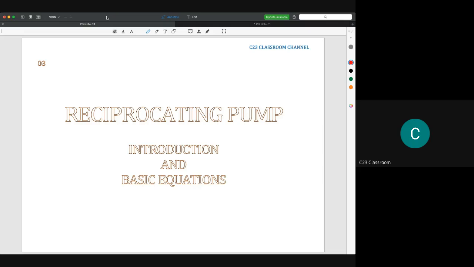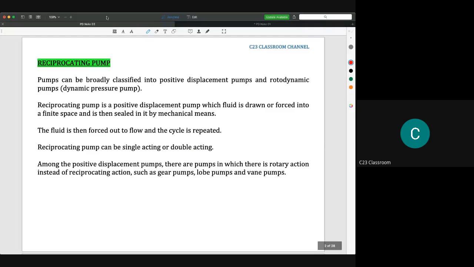Okay, now I would like to introduce a few equations that need to be used when we calculate something about reciprocating pumps. Pumps can be broadly classified into positive displacement pumps and rotodynamic pumps. A reciprocating pump is one type of positive displacement pump, in which fluid is drawn or forced into a finite space and then sealed by mechanical means.